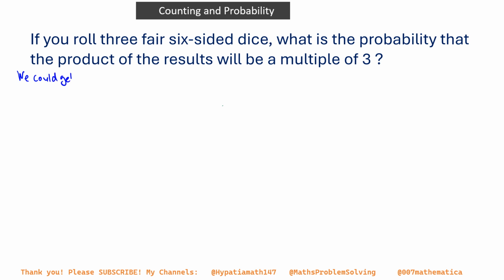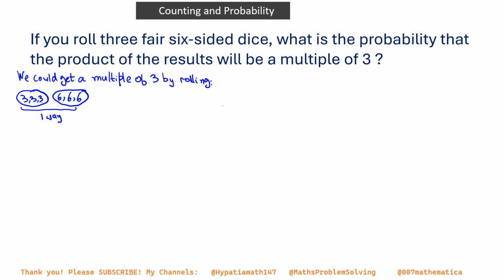So if you were thinking, 3, 3, and 3, you could only get one way, and 6 and 6 and 6. So if you multiply them, you would get 36 times 6 is 216, which is a multiple of 6. So there's only one way you could do that.